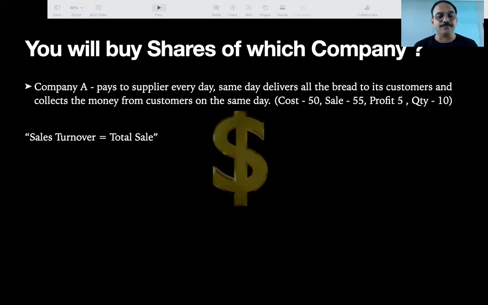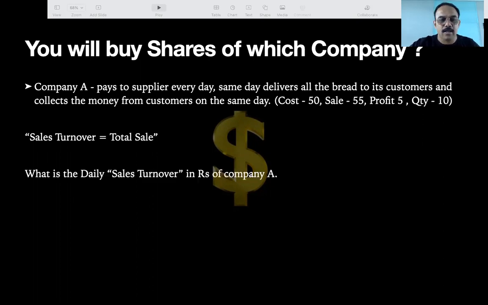Sales turnover. Okay, sales turnover is his total sale. What is he charging the customer? 55 rupees. How much is he selling? 10 breads. So the company is selling 10 breads for 55 rupees. So what is its sales turnover? How much is he selling in one day? Total sale value for one day? 550. Correct?